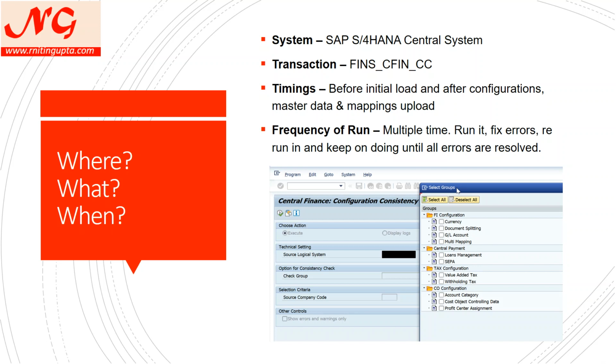Coming to central payment, there are a couple of options, SEPA and loan management. Central payment does not support loan management in a standard way. So this check ensures that you don't have loan management active in the source system. The component for loan management is FS-CML. This component should not be active in the source system, and if it is active, by default when you activate central payment, the system will give you an error. So please ensure you test this component in the source before you activate your central payments.